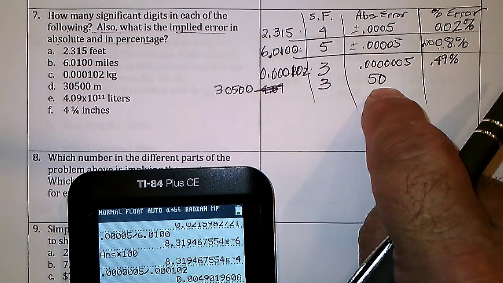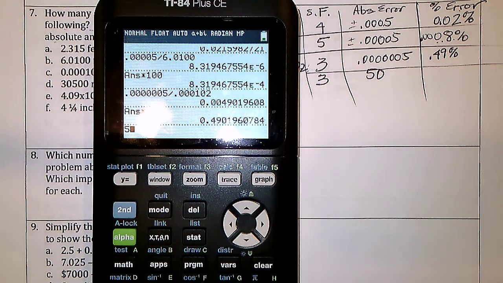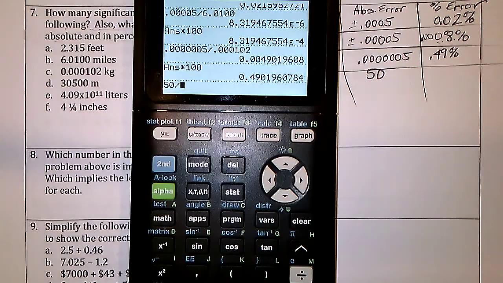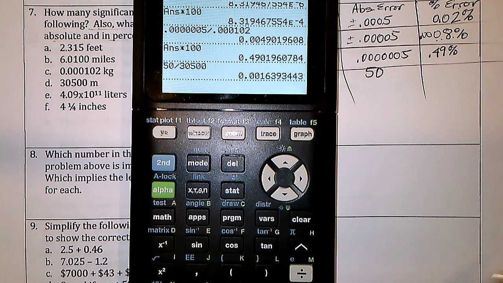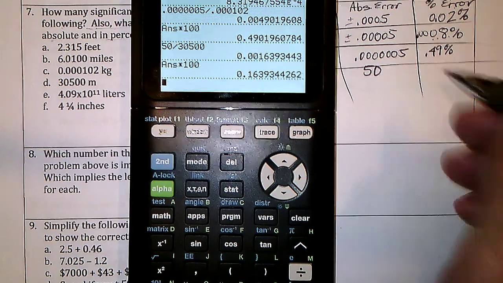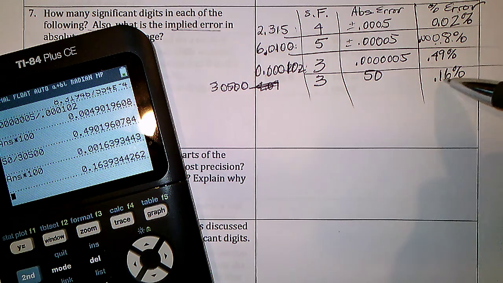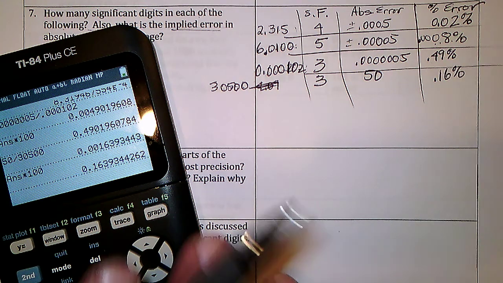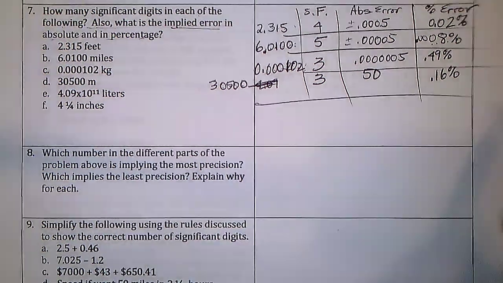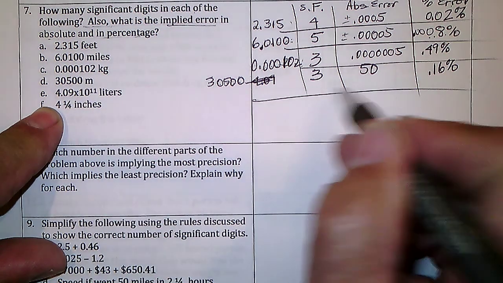Now this looks like a large absolute error, but really this is a larger number, so 50 divided by 30500 times 100 is 0.16%. Less error, but still reasonably close to that for 3 significant digits. Next one, when it's in scientific notation, there are 3 of them showing.